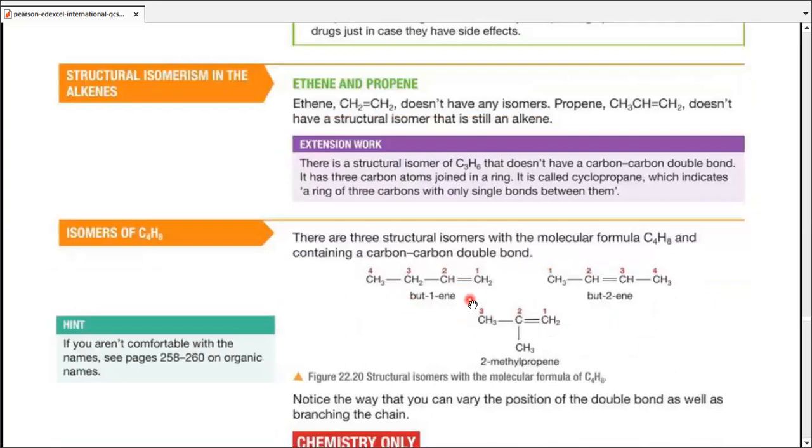Like you can have but-1-ene or but-2-ene or 2-methylpropene. All of them have the molecular formula of C4H8, but they have different structures. Actually, to be honest, in this case, both of them are straight chain structures. It's just the position of the double bond which is different in both the cases. However, this one even has a branch and is different from both the ones on top.